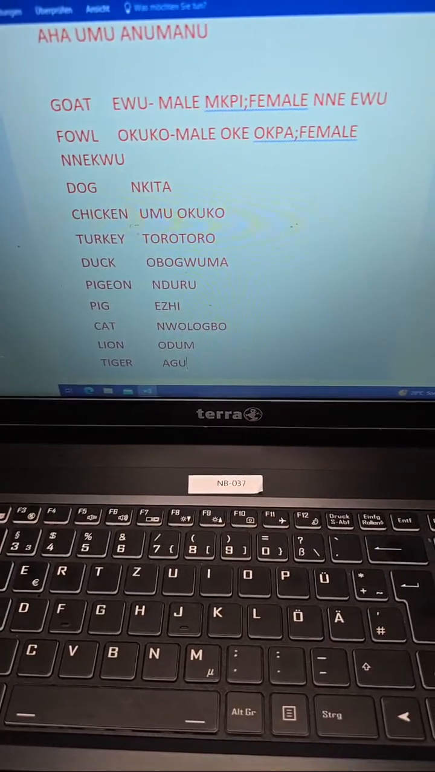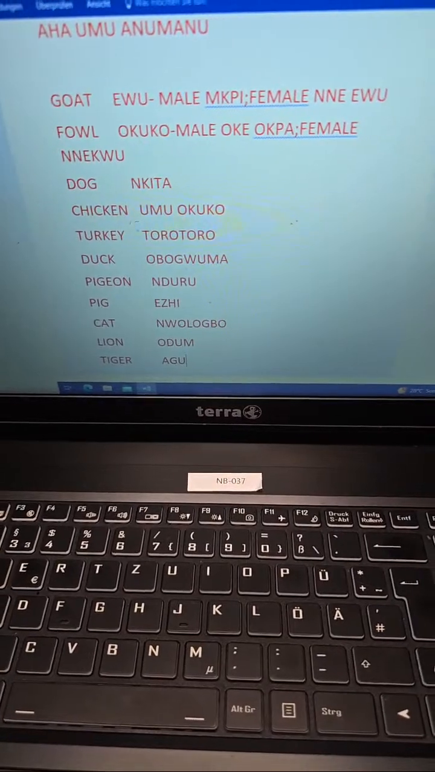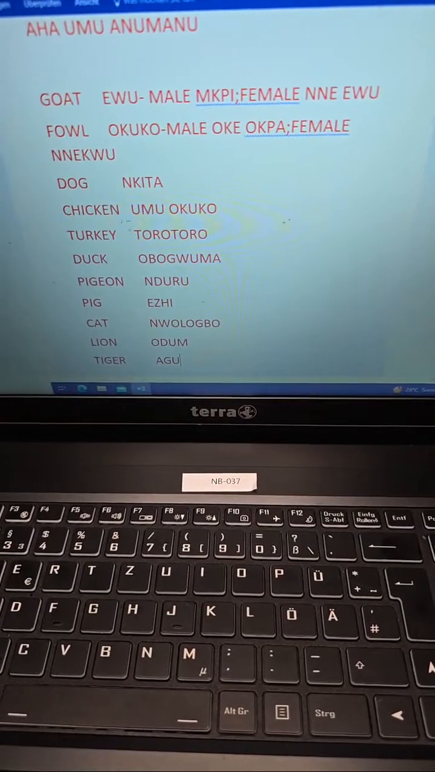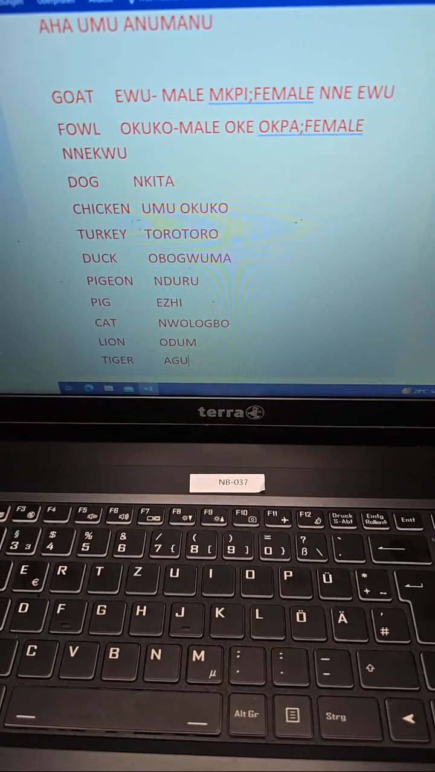They are the names of some animals. Ụmụ anụmanụ anyị nwere riri nne. They are much. But we are going to cut it off. We're going to just do these little ones today because I didn't want the lecture to be so big, so that it will be easy for you to assimilate. So we have about, I think, 11 of them here.